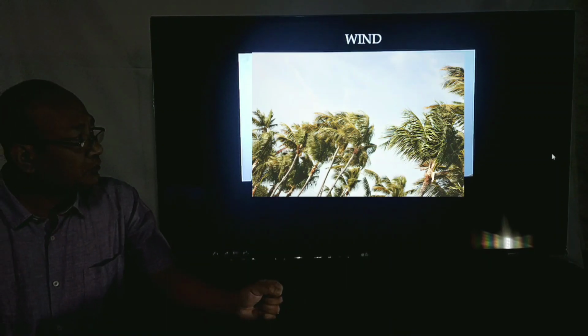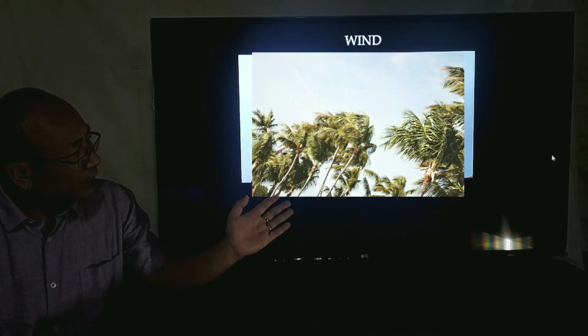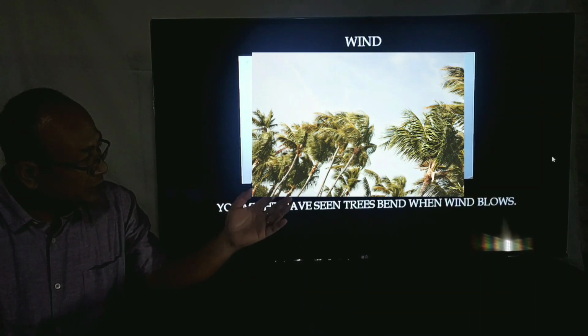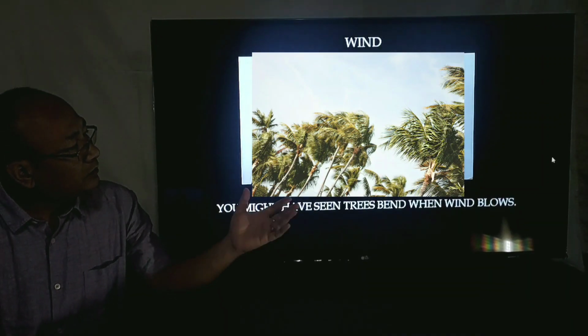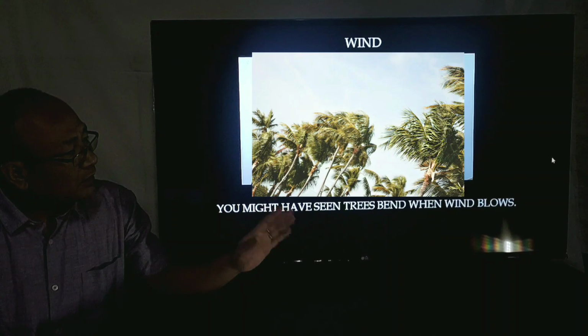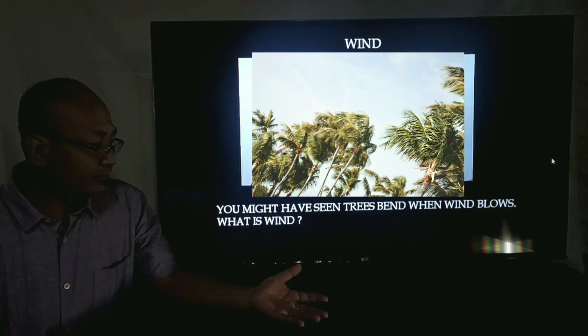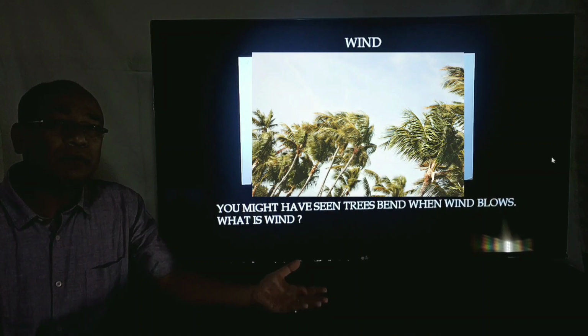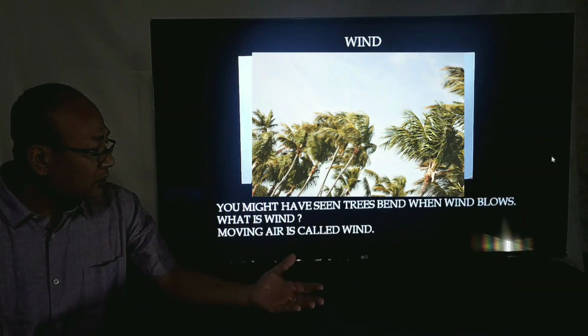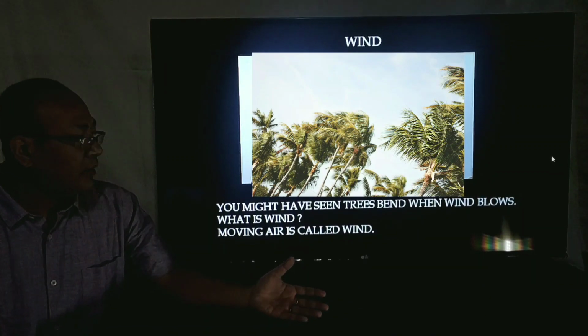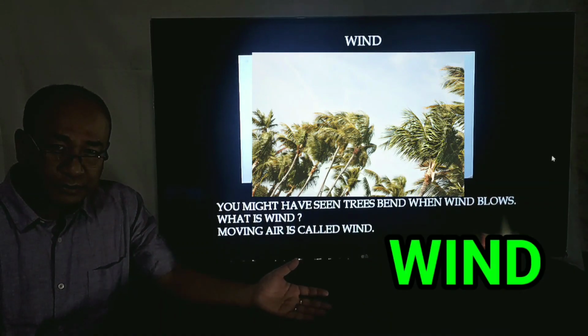Wind. Now you can see in the picture that the trees bend to one side when the wind blows. So what is wind? Simply moving air is called wind.